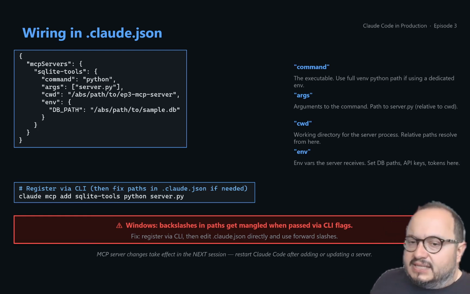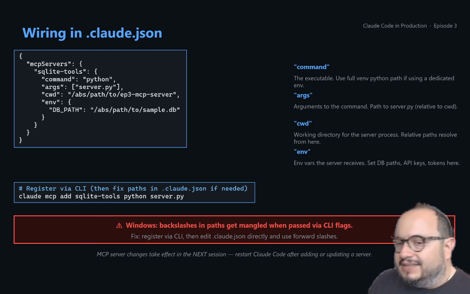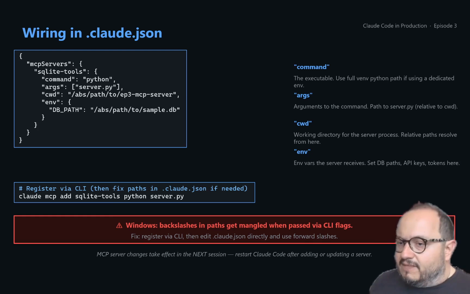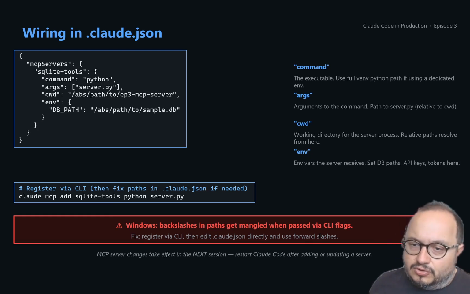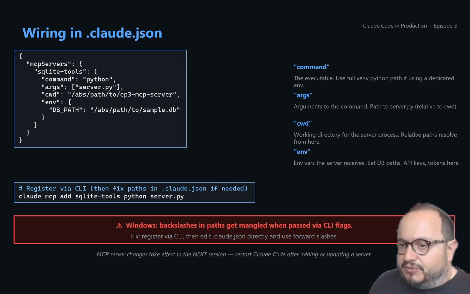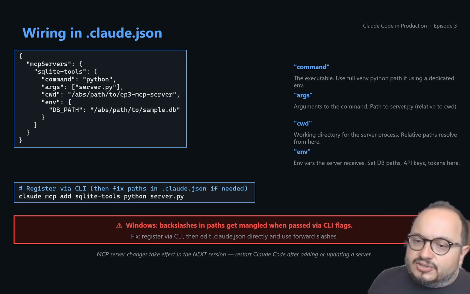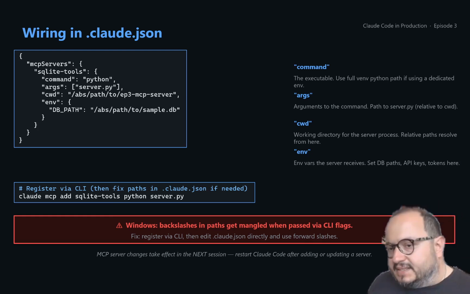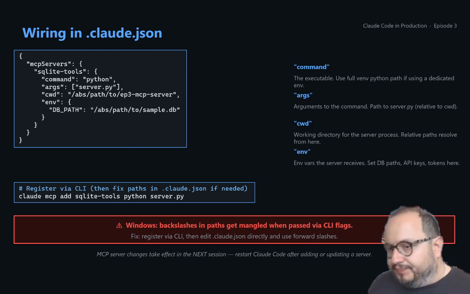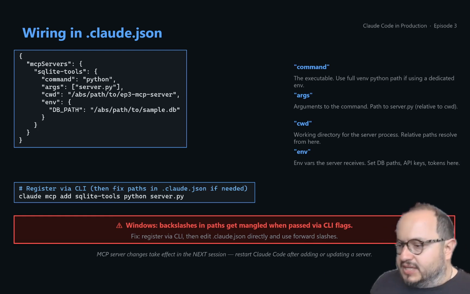The CLI is convenient for interactive setup, but on Windows it has a problem. When you pass environment variables or Windows paths via the CLI, the shell consumes the backslashes before they reach Claude Code. The stored value is garbled. The fix is to register the server via the CLI for the basic command, then open .claude.json directly and fix any path values by hand. Use forward slashes or raw JSON strings.